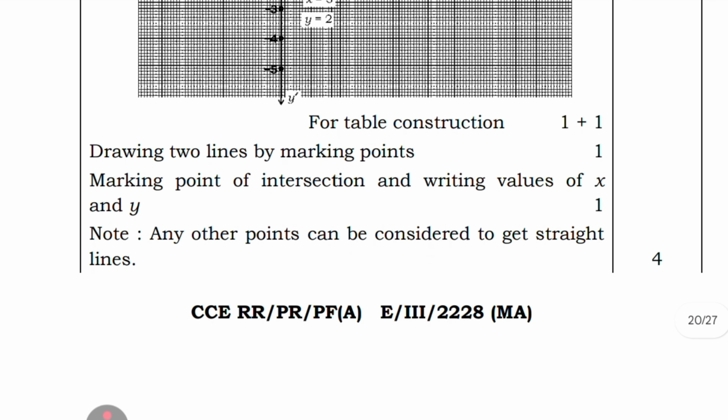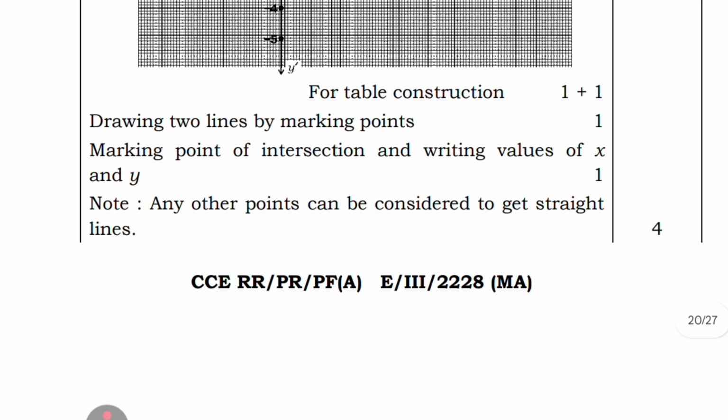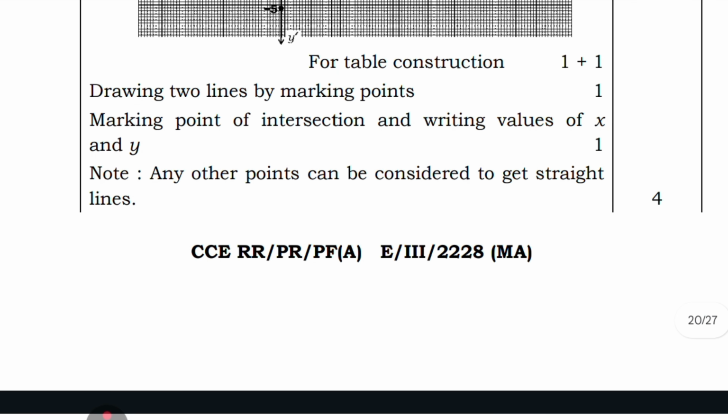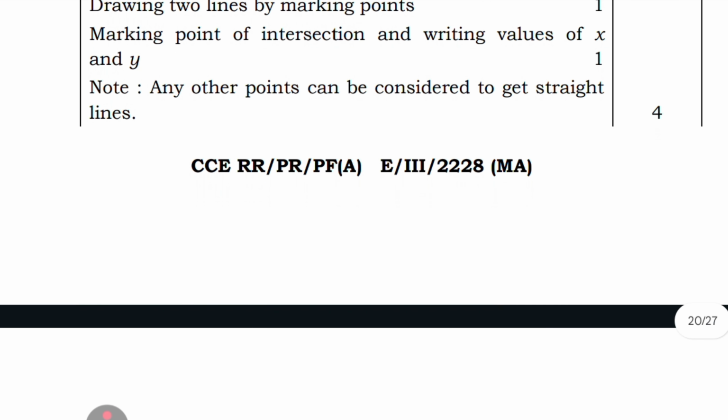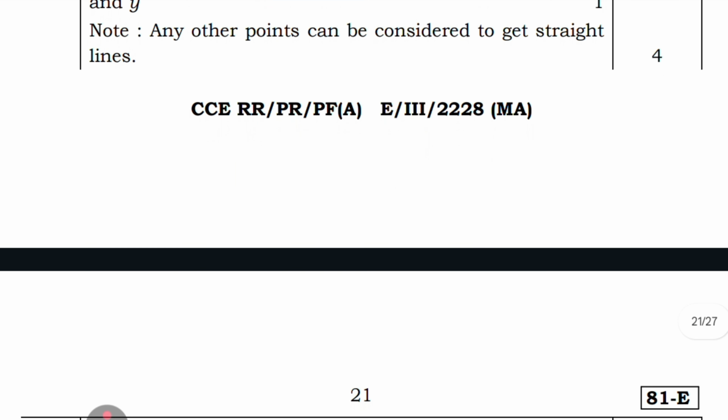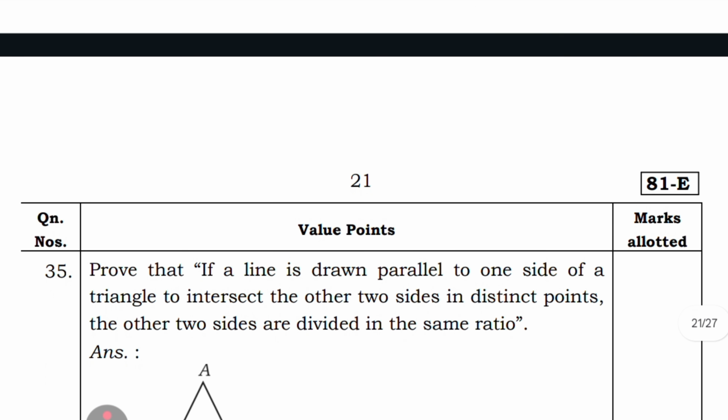You can see the marks distribution here: for the table construction 1 plus 1, 2 marks. For drawing the lines and marking the points, 1 mark they will give, and marking the x and y points they will give 1 mark. Note, any other points can be considered to get straight lines. You can take any of the values to find the values of x and y.